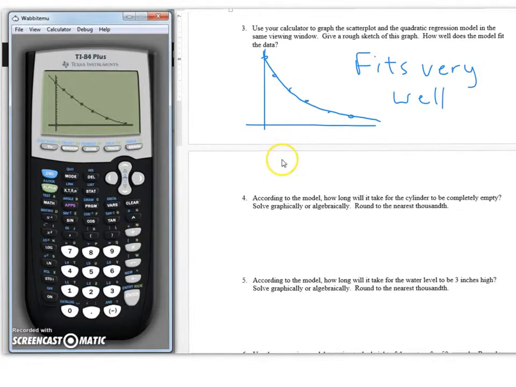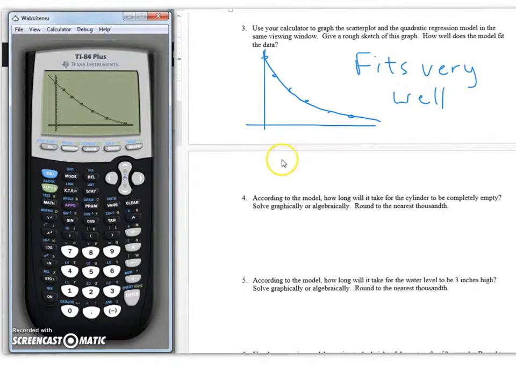Now the next question, number 4, asks us, according to the model, how long will it take the cylinder to be completely empty? So that's when the height would be 0. So we have to set the whole equation equal to 0 and then solve for x. To do that algebraically, you'd have to use the quadratic formula. And that would work, but I'm going to choose to do it graphically because that'll be a little simpler.